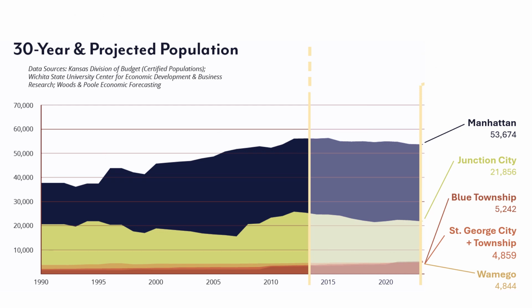To find our future projected population, historic population data was pulled from the U.S. Census Bureau and Kansas Certified Population Datasets. Despite overall growth the last 30 years, the last 10 years growth has been flat. In fact, since 2014, Junction City has lost over 3,000 people, and Manhattan has lost over 2,300.